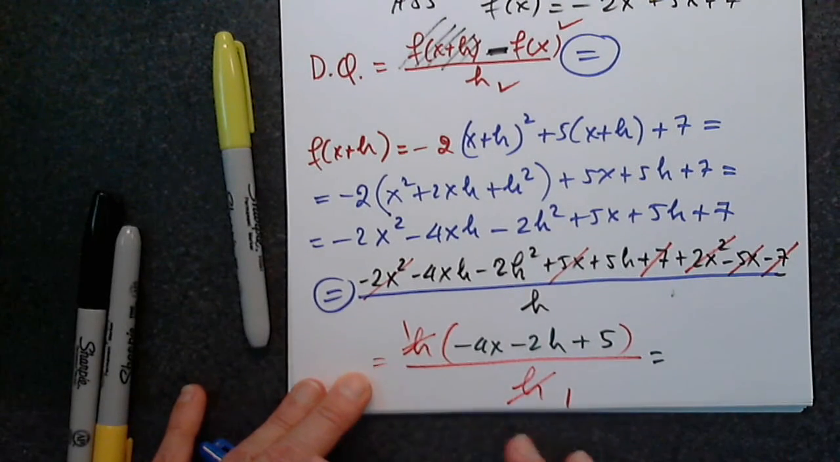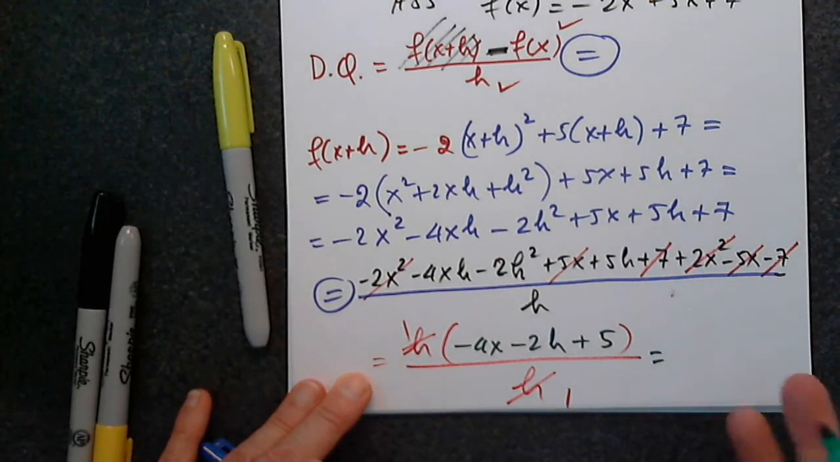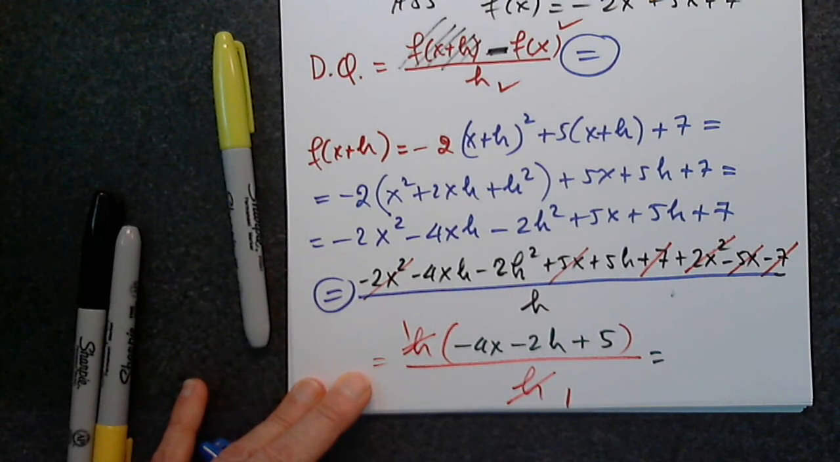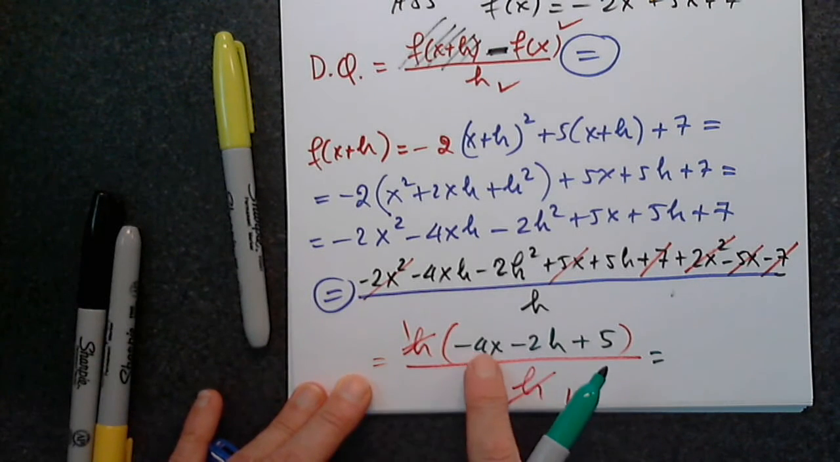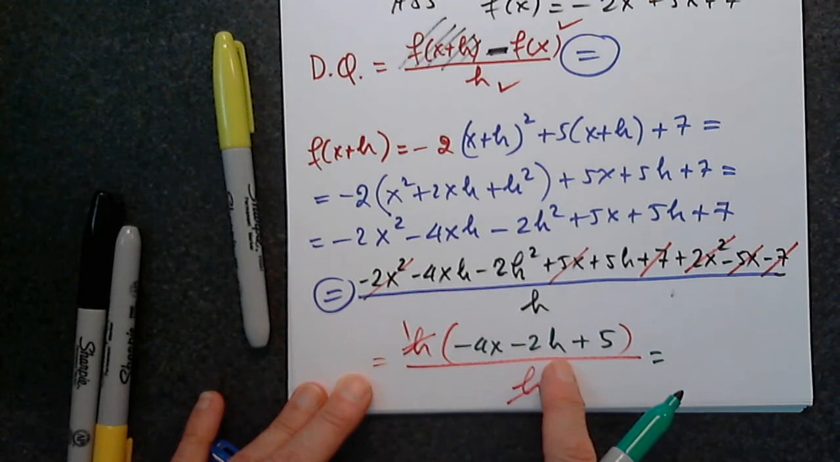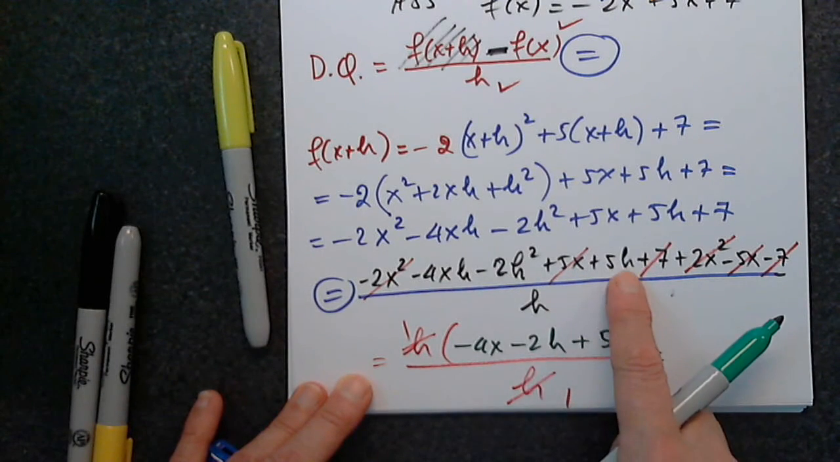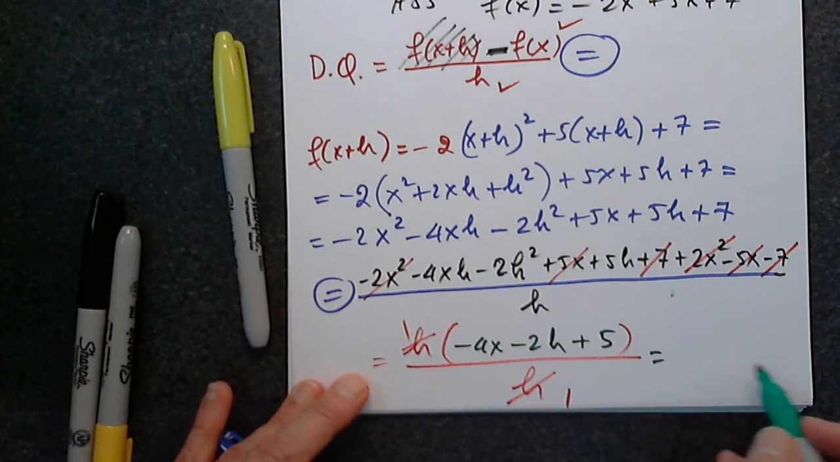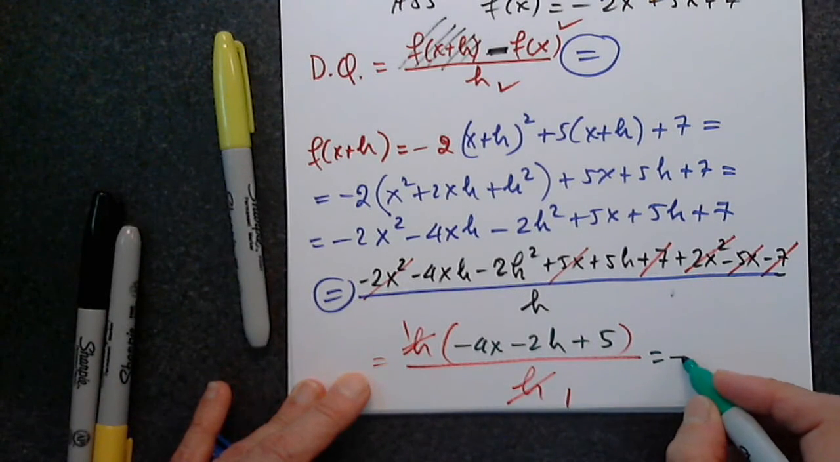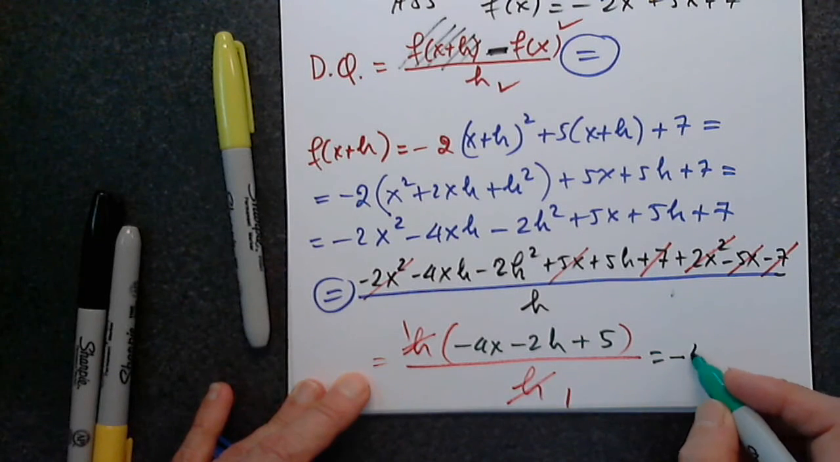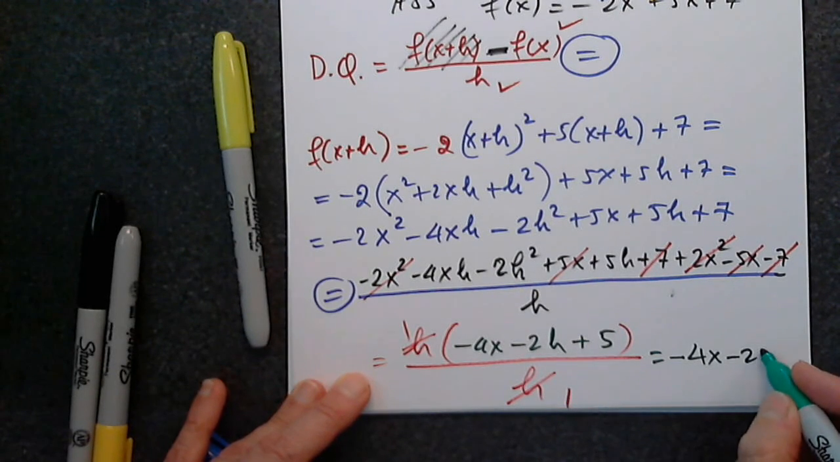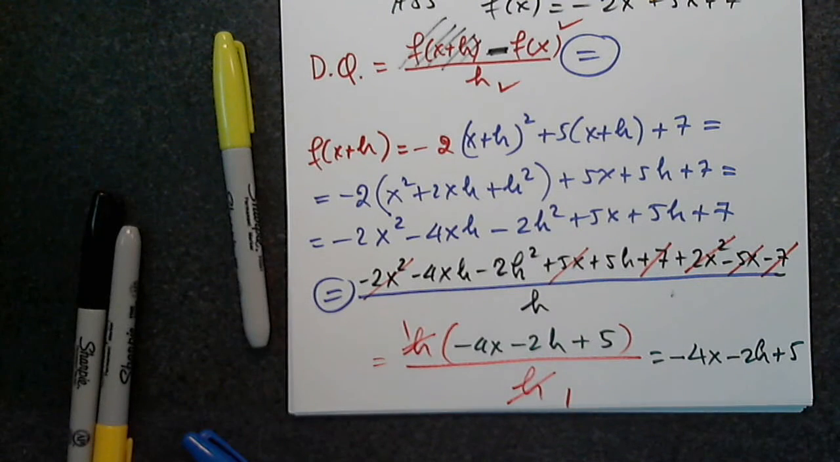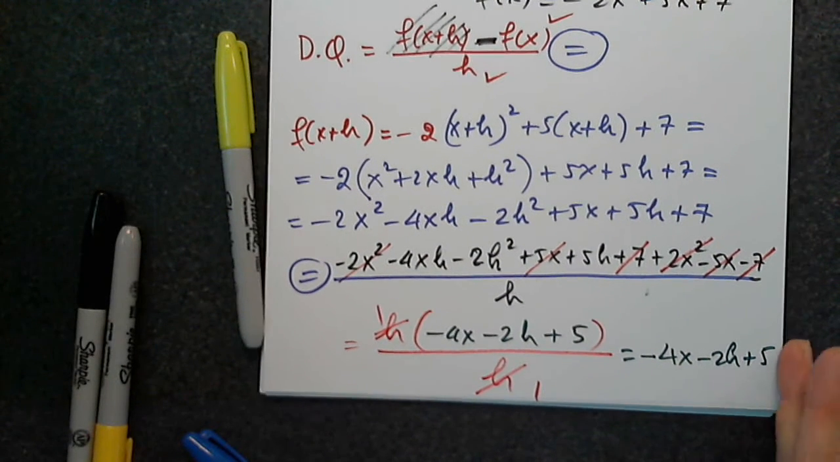So we got rid of the h, top and bottom, by simplifying. What is the simplified form of the difference quotient? Any questions here? Danielle, are you okay? H times negative 4xh, h times negative 2h, and h times positive 5. Is that okay? Everyone? Yes? Okay, so the answer is negative 4x minus 2h plus 5. Perfect. That's what it is.